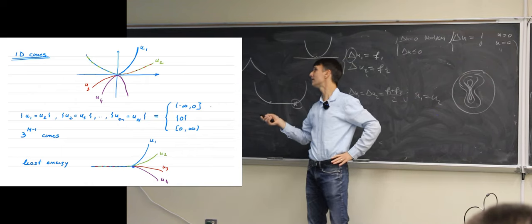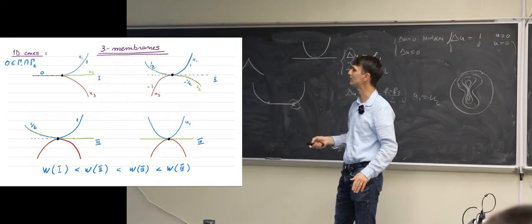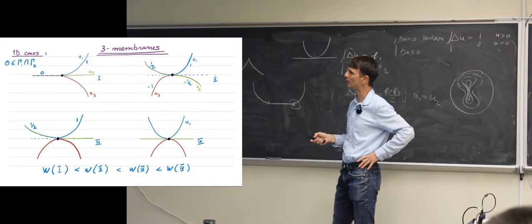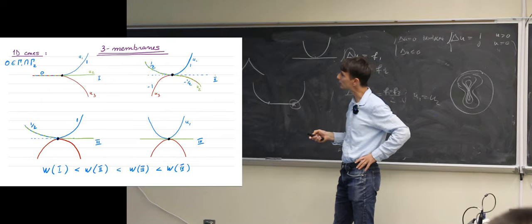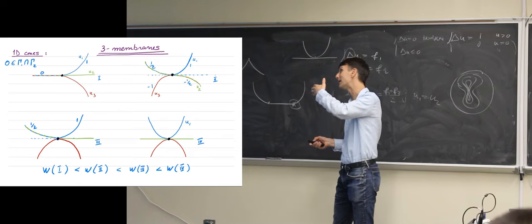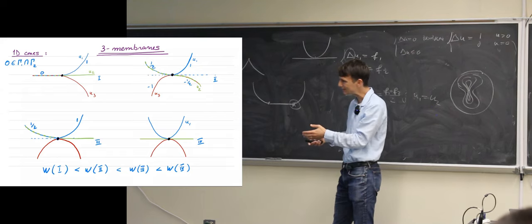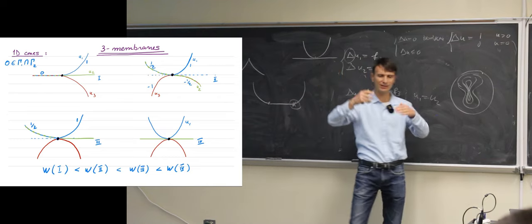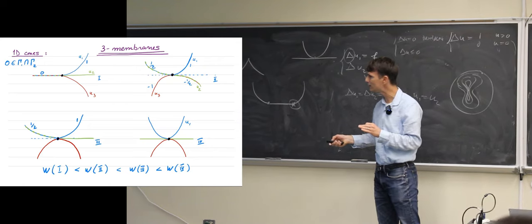For example, if you have just three membranes, there are four possible cones in 1D. All of them agreeing on the left and separating on the right. There is one in which the middle membrane coincides with the top membrane on the left, and with the bottom membrane on the right. There is one in which the bottom membrane is just barely attached to the other two at a single point, or another configuration where all the membranes just barely touch each other at a single point. So these are very degenerate situations.